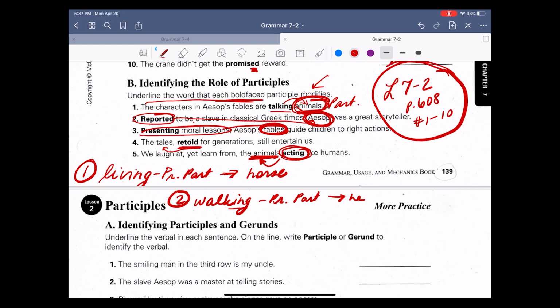Your assignment, like I said, is page 608, lesson 7-2, numbers 1 through 10, following the format given in 1 and 2.